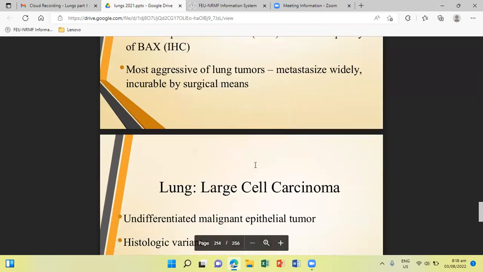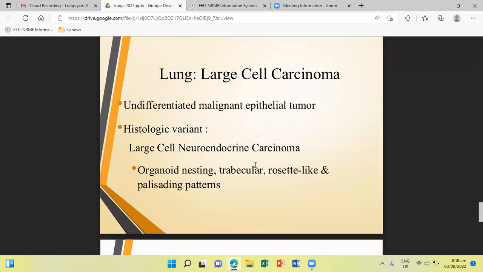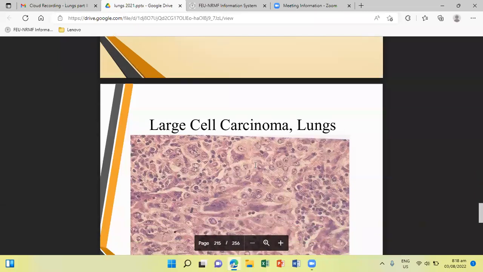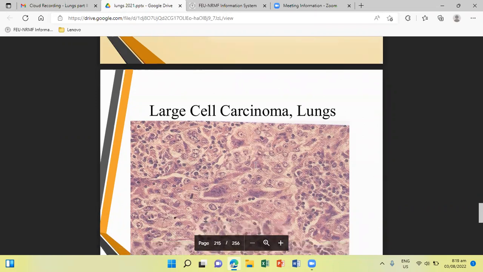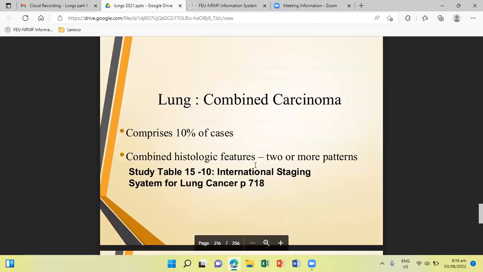Now, the other is what we call large cell. Again, from the name itself, they appear as such. They are usually organoid, nesting, trabecular, palisading, solid sheets. They are undifferentiated. So that's why they are called large cell. Those are the common malignancies encountered. In some patients, you may see two patterns. When you see two patterns, this is what we call combined carcinoma.